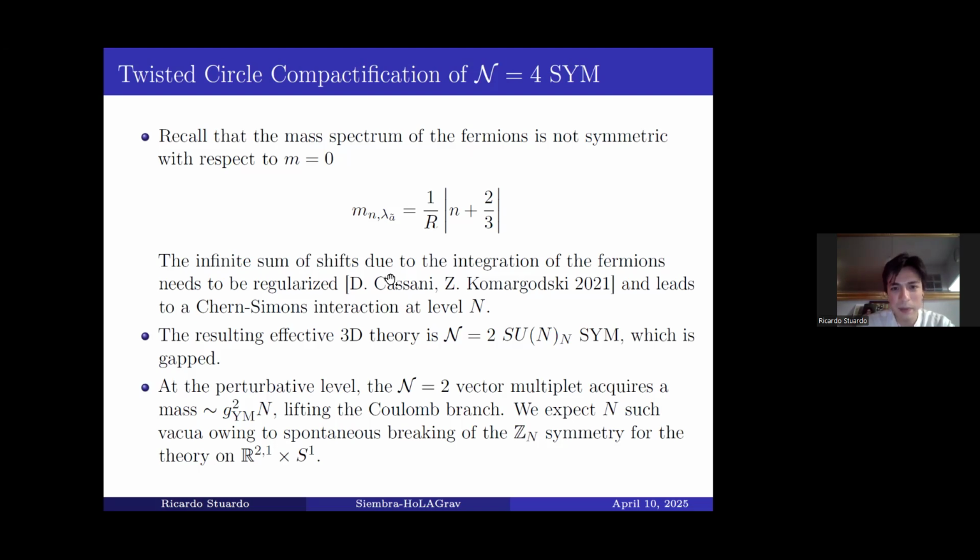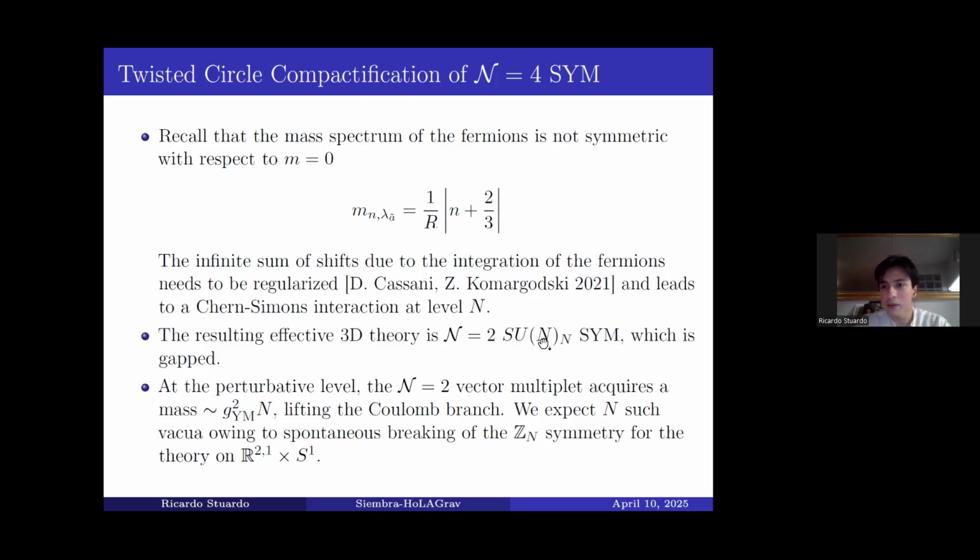But as shown in this paper by Kasani and Komargotsky, you need to regularize this sum because you are summing over all the infinite n modes. And in the end, the regularization spits out that the Chern-Simons level that you are generating is precisely n, the same n as the rank of the gauge group. So the resulting theory in 3 dimensions is SU(N) at level n, which is a gapped theory. And this is also something that we're going to see from holography.